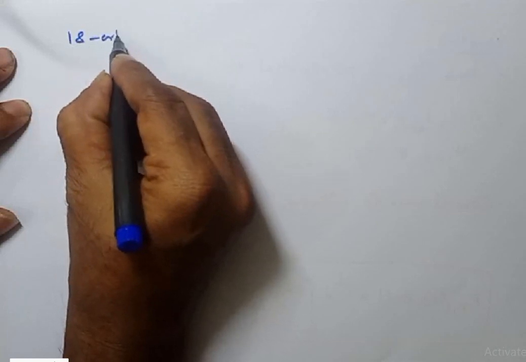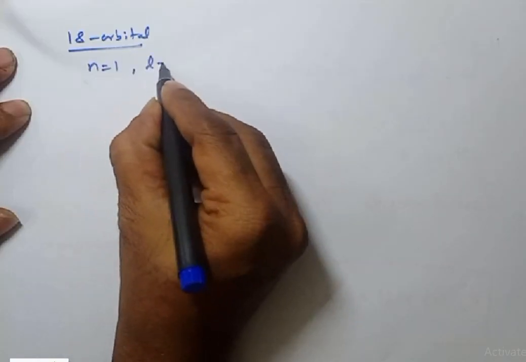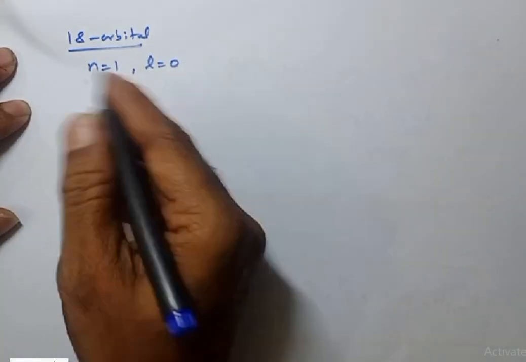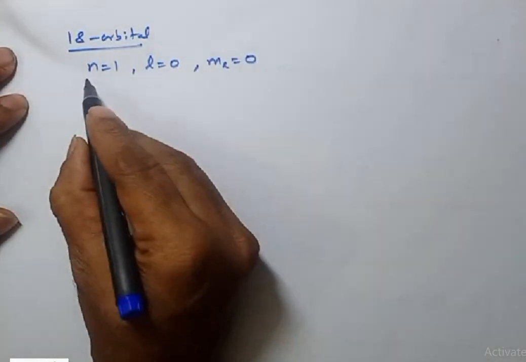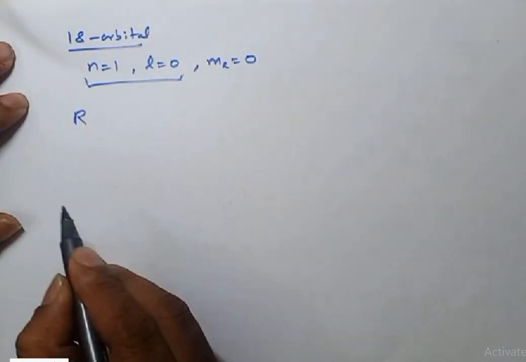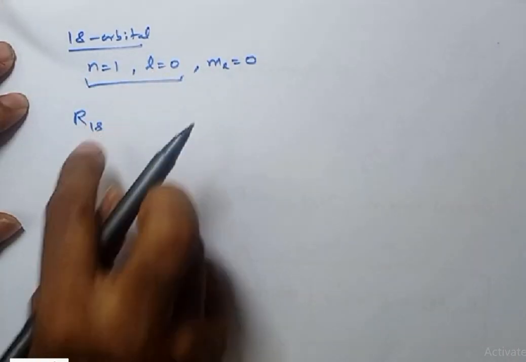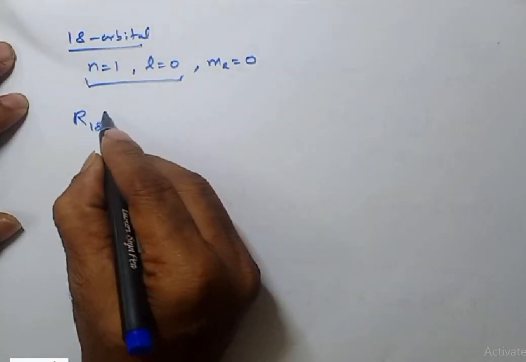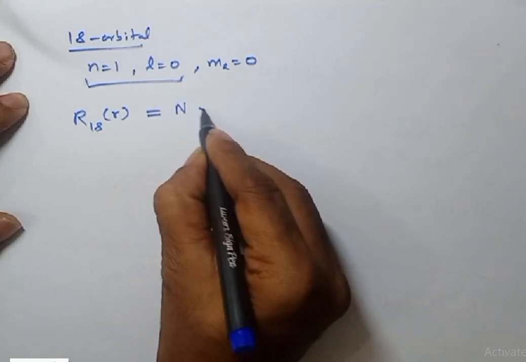Listen. The first wave function is the 1s orbital, so I'll take the 1s orbital. 1s orbital means n value 1, L value 0. For the radial part, the m_L value is not necessary, but if you want, you can write it, nothing wrong with it. For the radial part, we need only these two. Now, the radial part of the wave function R for the 1s orbital, n value is 1, L value 0, depends on the variable r and is equal to normalization constant N.